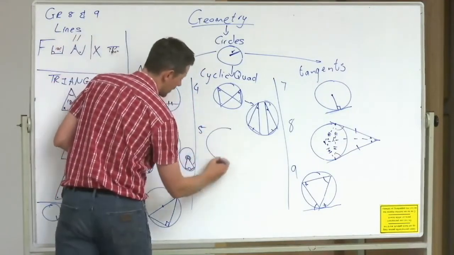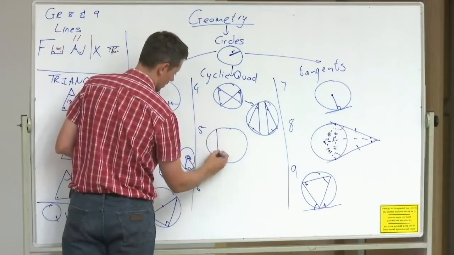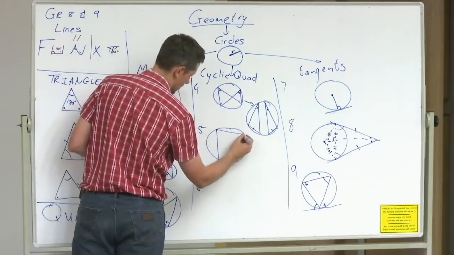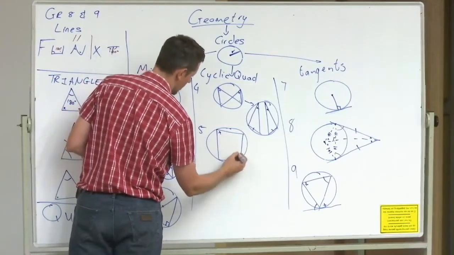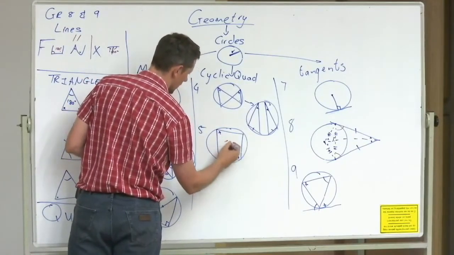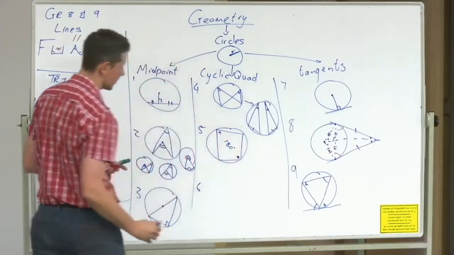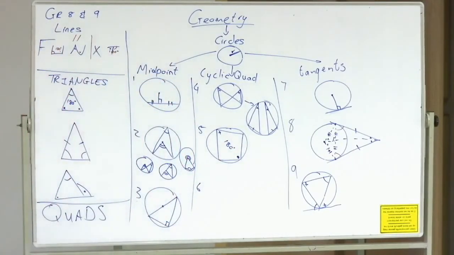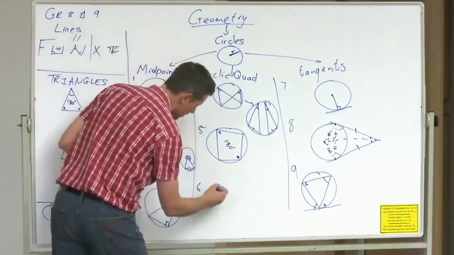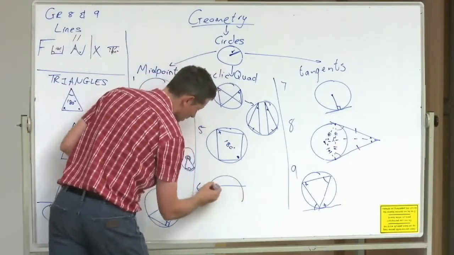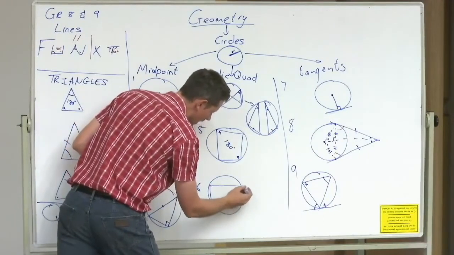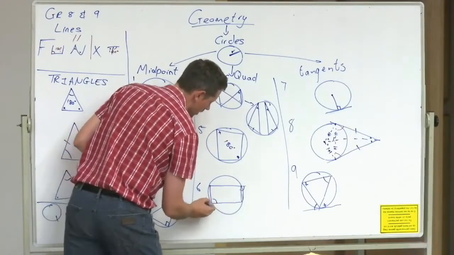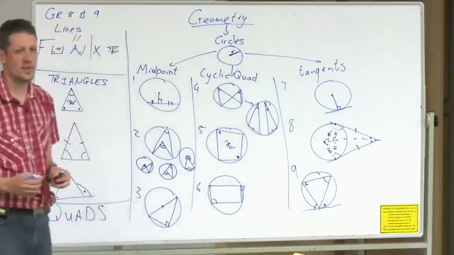Theorem 5. Opposite angles are supplementary. Okay? Theorem 6. The exterior angle is equal to the interior opposite angle.